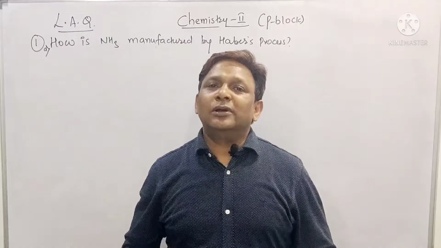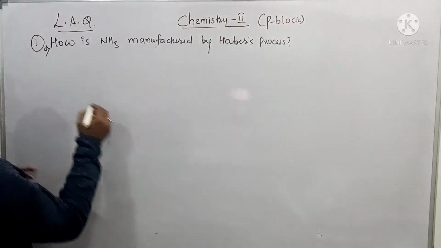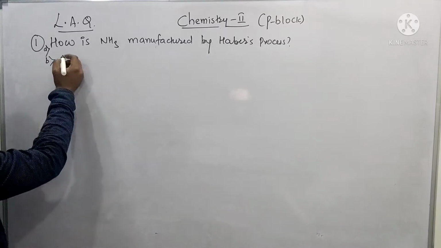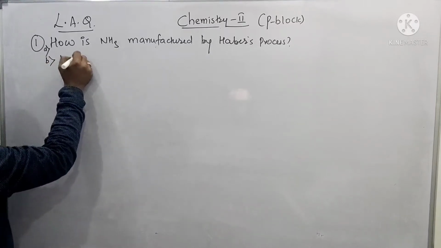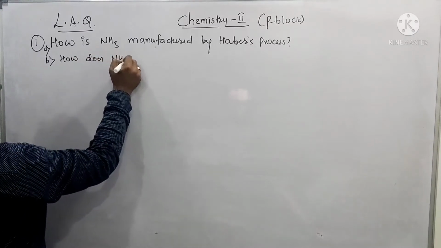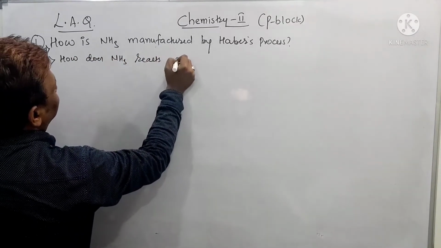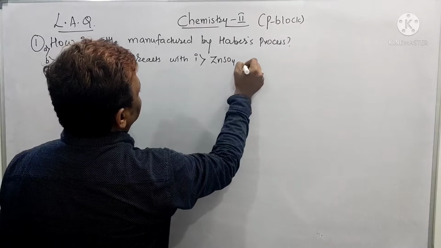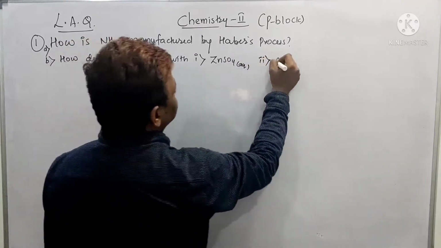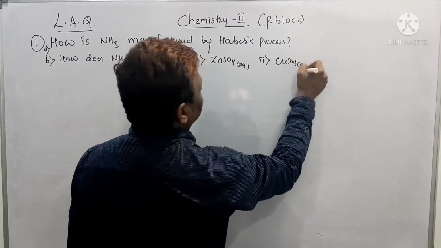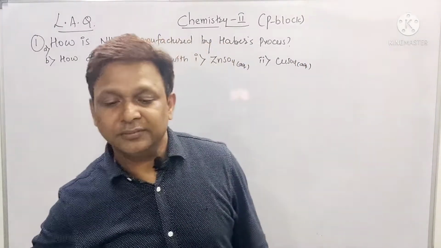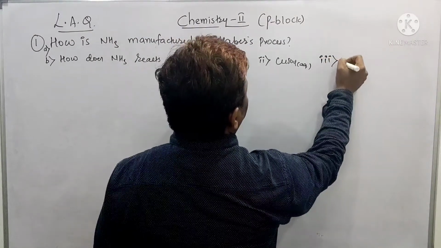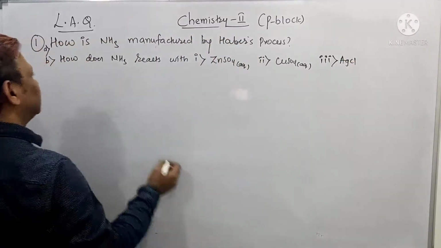And second part: how does ammonia react with the following? B: how does ammonia react with? The first one is aqueous ZnSO4 solution, the second one is aqueous copper sulfate solution, and the third one is AgCl. How does it react with AgCl? So first of all we will see the first part.